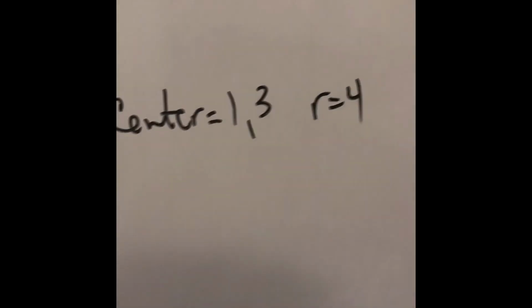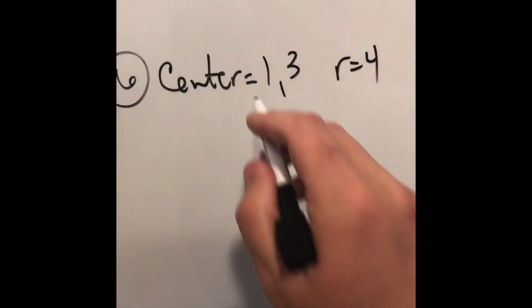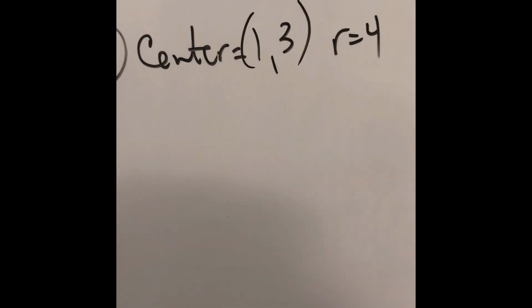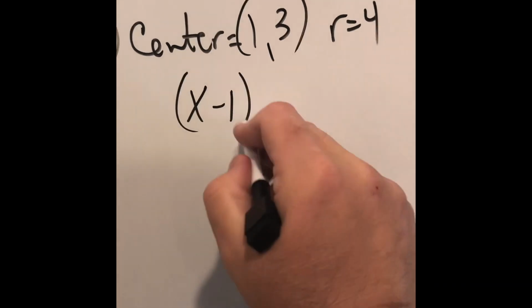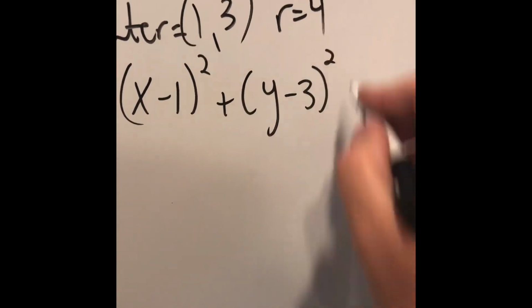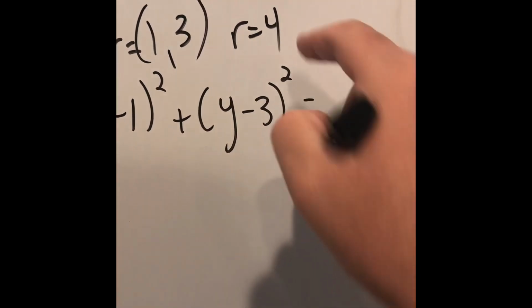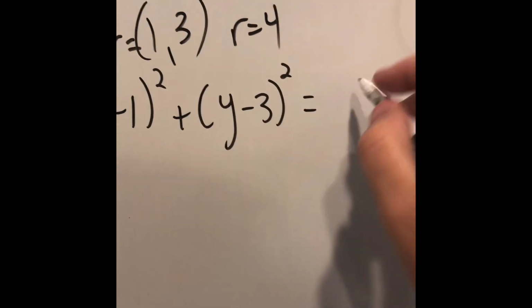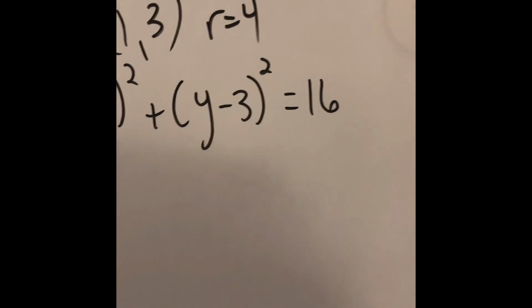Okay? So for number 6, if the center of the circle here is at (1, 3), that's (x minus 1) all squared plus (y minus 3) all squared, and that's going to equal, we have to do 4 squared, and that's going to be 16.